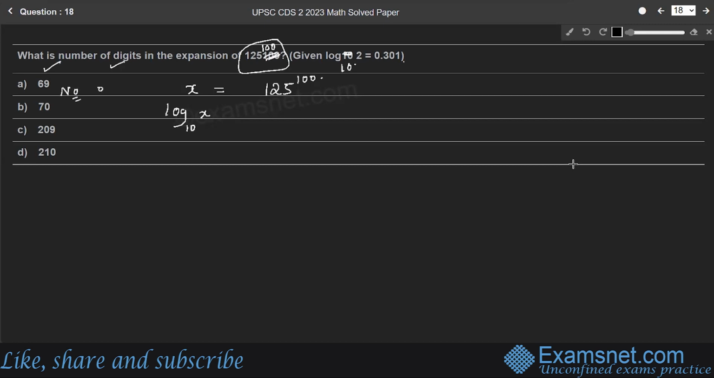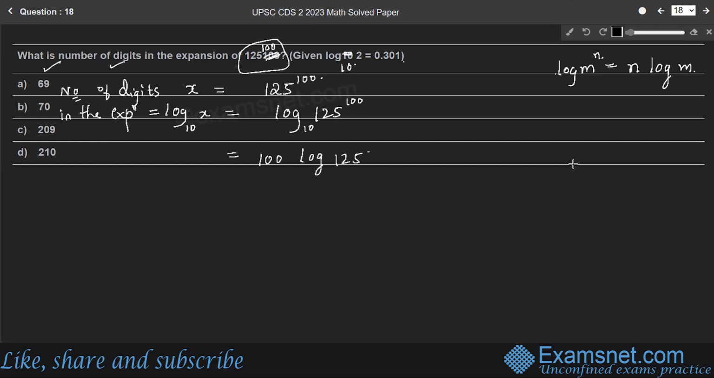Therefore, the number of digits in the expansion is nothing but log x to the base 10, right? So which is equal to log of 125 raised to 100, right? So students, we all know that log of m raised to n is nothing but n log m, right? So apply the same rule here. Log 125 raised to 100 to the base 10 is equal to 100 log 125.